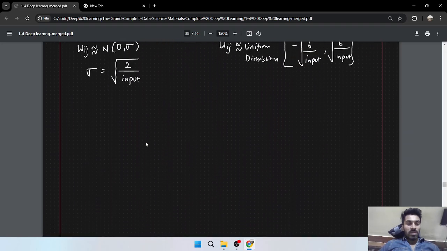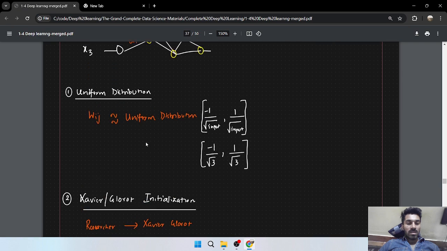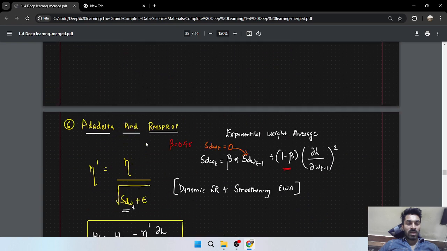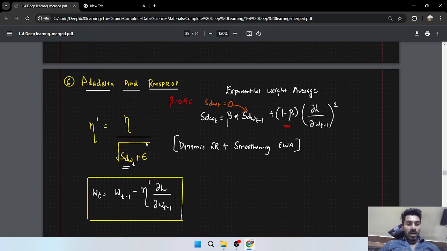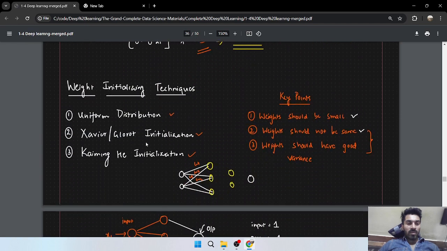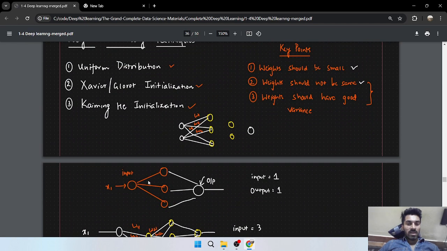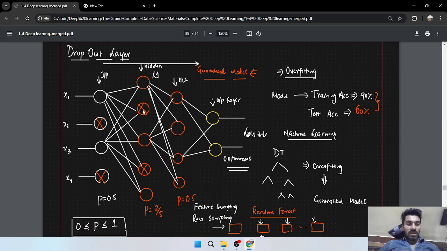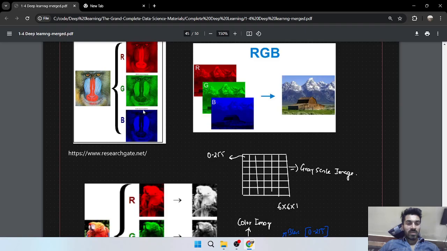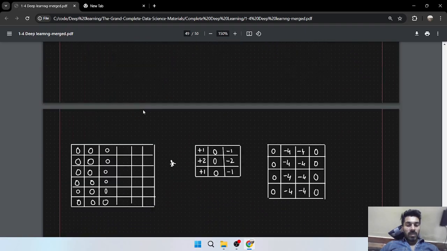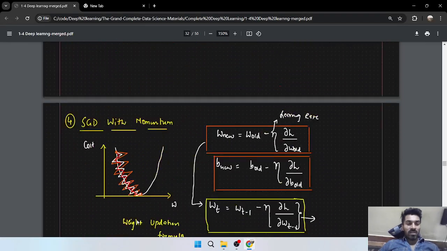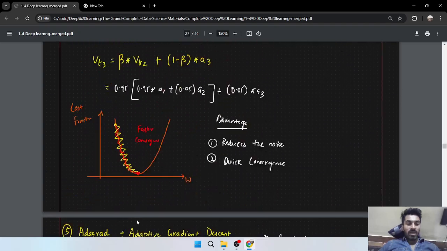For this, we will also cover uniform distribution, weight initialization techniques, the exploding gradient problem, AdaGrad, AdaDelta, and RMSProp, and weight initialization techniques like uniform distribution, Xavier, and Kaiming. We will see everything, deep layers, everything. We will see it in CNN also. In the upcoming lectures we will cover all these functions.